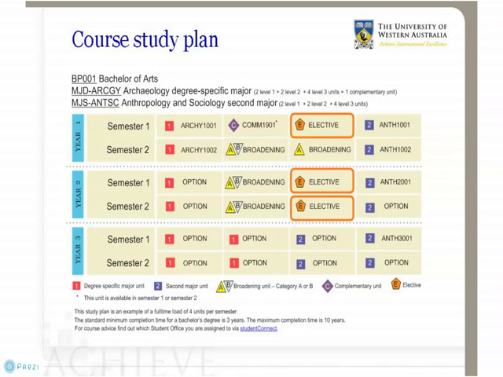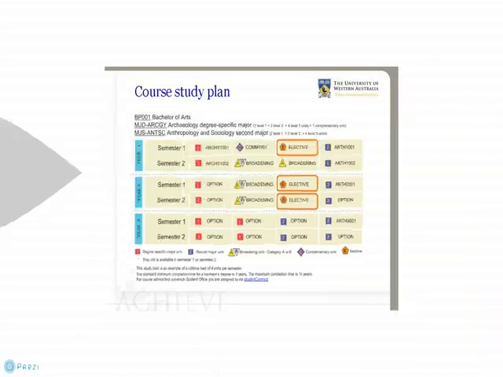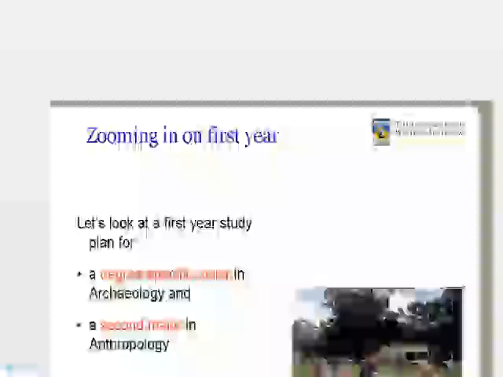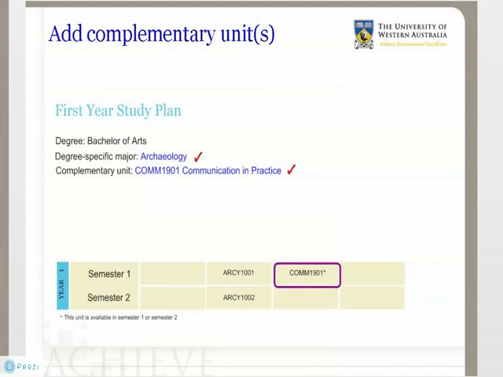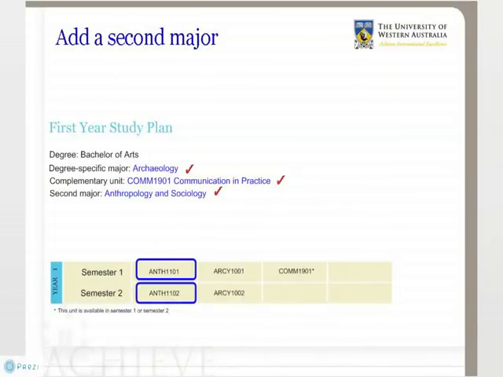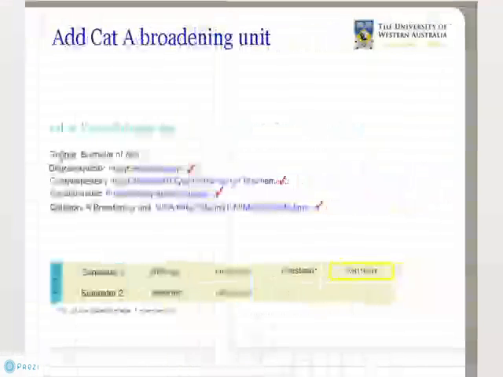Okay. But for now, let's look at your first year plan with a degree-specific major in archaeology and a second major in anthropology. Do you want to run us through it? Okay, sure. So first I put in my archaeology major units, Archae 1001 and Archae 1002. Then because archaeology is my degree-specific major, I add the complementary unit, Com 1901. That's right. Yep. Then because I'm looking at a second major in anthropology, I add the core anthropology units. So there's no need to add a complementary unit because anthropology is not my degree-specific major. No, it's your second major. That's good. Cool. Then I'll add some broadening units.